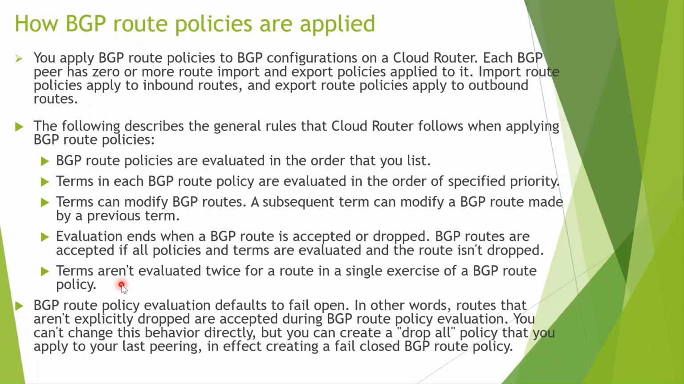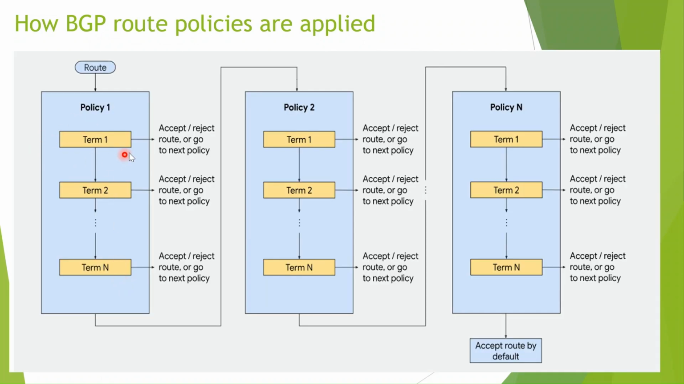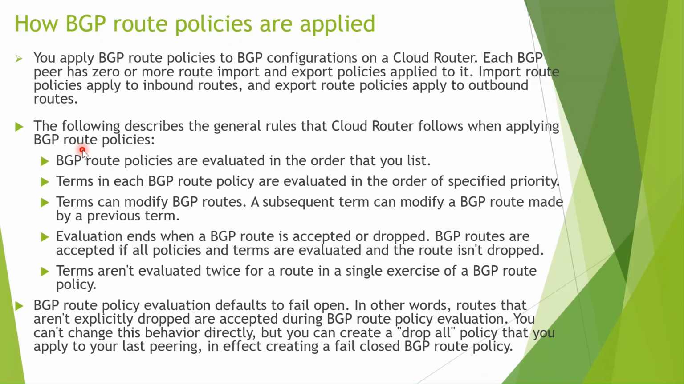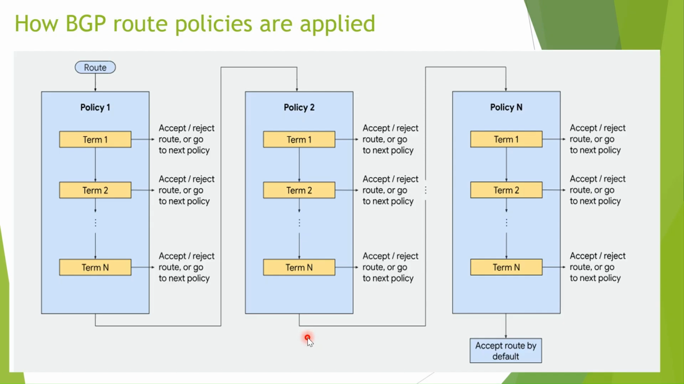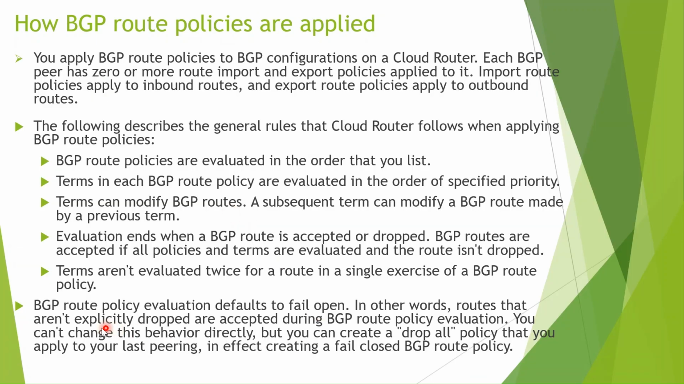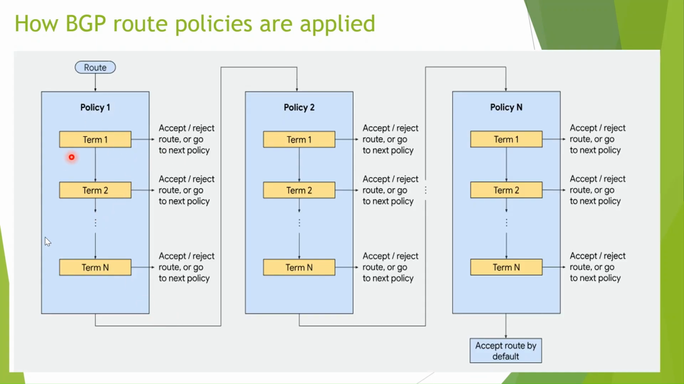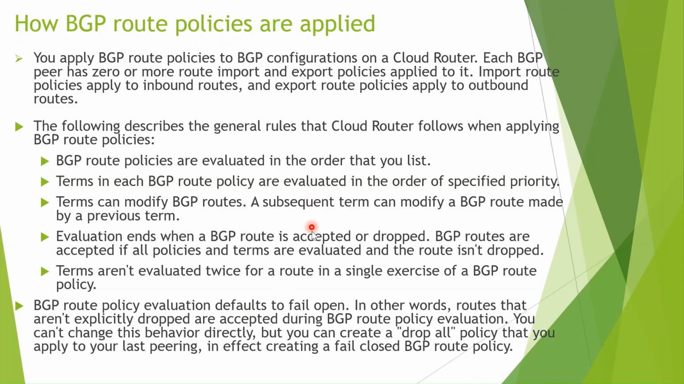Terms aren't evaluated twice for a route in a single exercise of a BGP route policy. So once this term has been done, it will not be evaluated once again. It will be evaluated only one time. And BGP route policy evaluation defaults to fail open. In other words, routes that aren't explicitly dropped are accepted during BGP route policy evaluation. We cannot change this behavior. So basically, any routes which are not dropped, which you have not rejected, will be automatically accepted, as we have talked about above also.